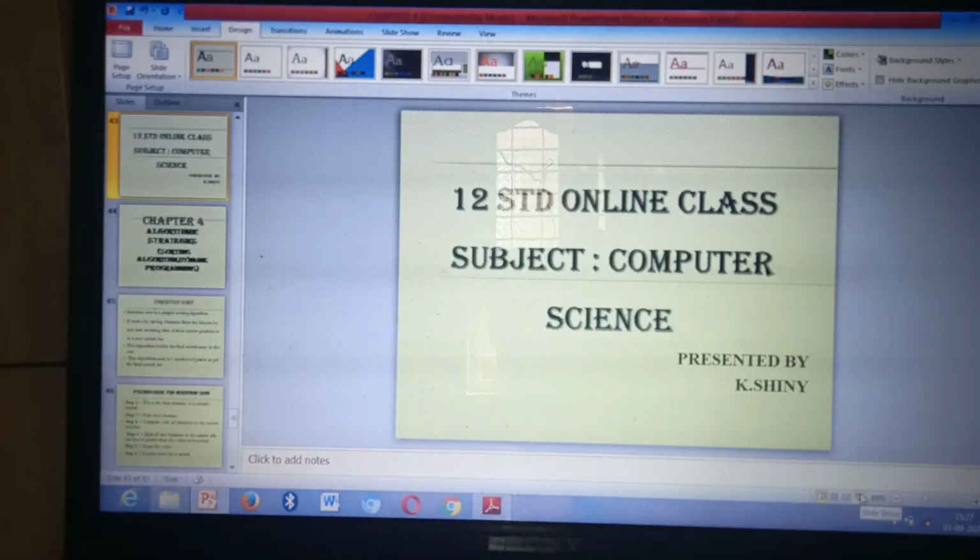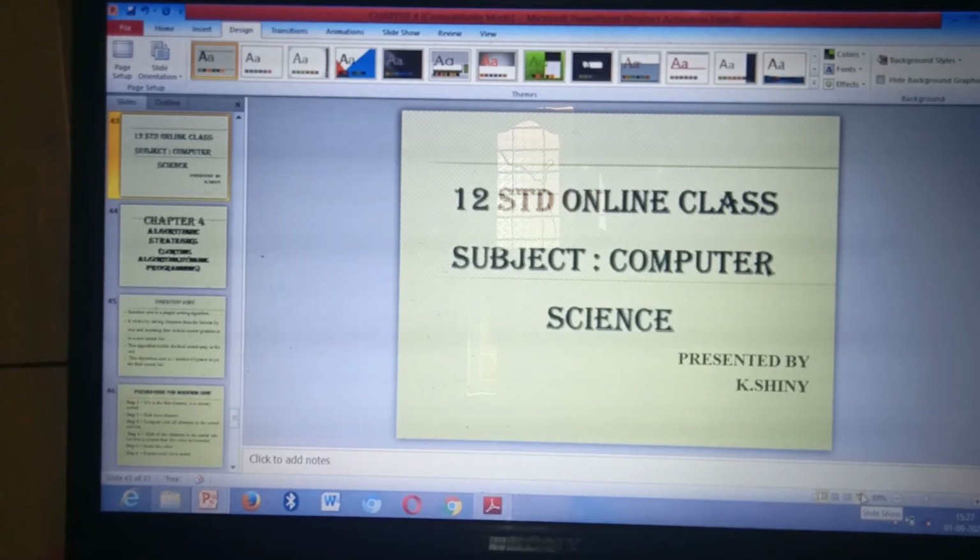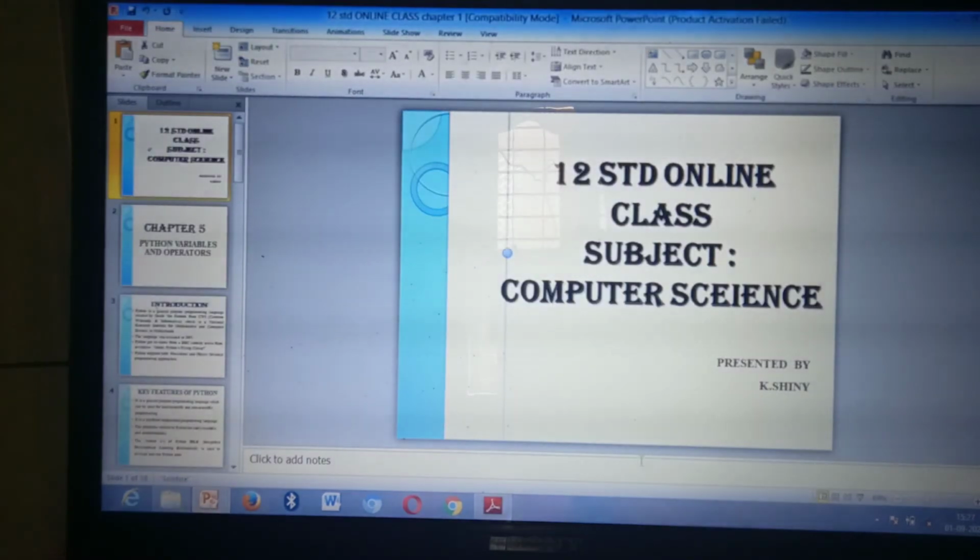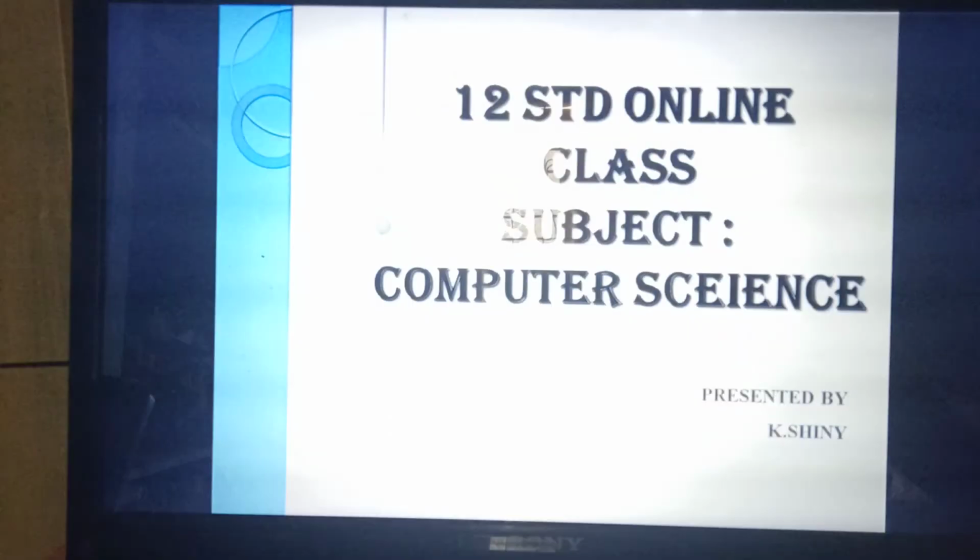So with this, the fourth chapter is getting over. What's the fourth chapter? Algorithmic strategies. Next I am going to start the fifth chapter. After completing the fifth chapter, I will mark the question answers from chapter 1 to 5. Okay.